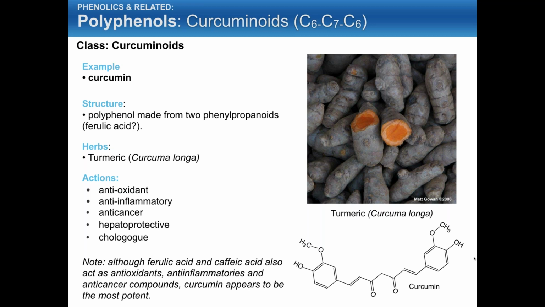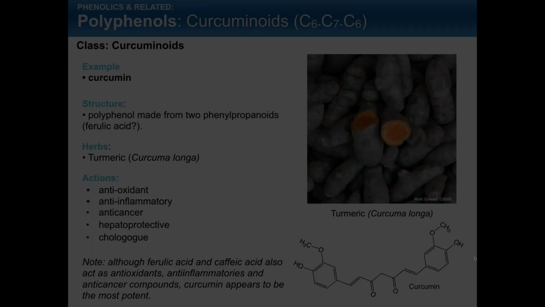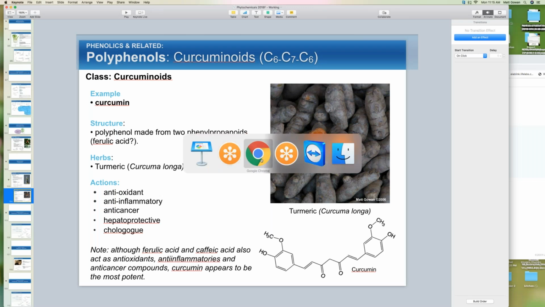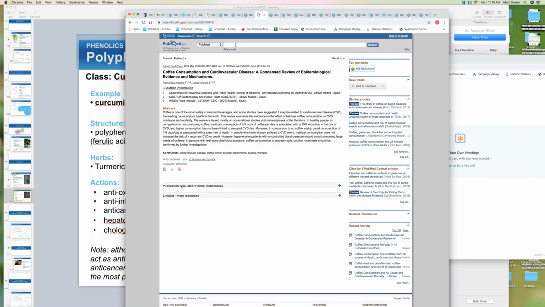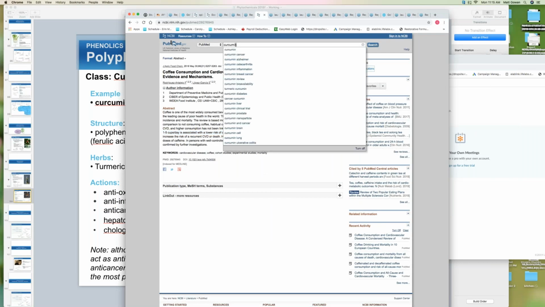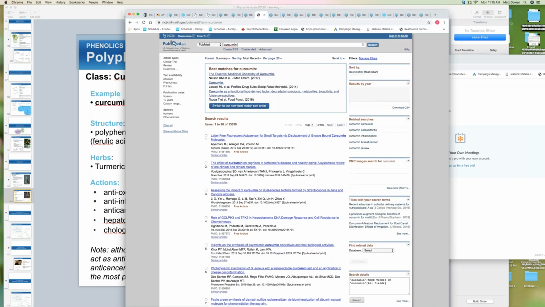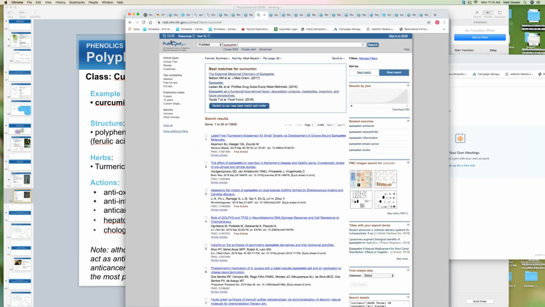If you go into PubMed and type in curcumin, let's just do it right now for fun, because I have a web browser open. There are almost 14,000 studies done on curcumin, okay? Some of these are going to be human studies, some animal studies, some in vivo studies. But 14,000 studies is an awful lot.